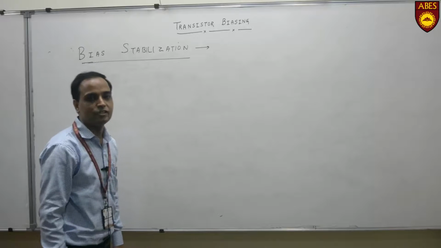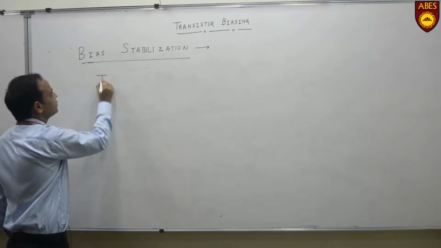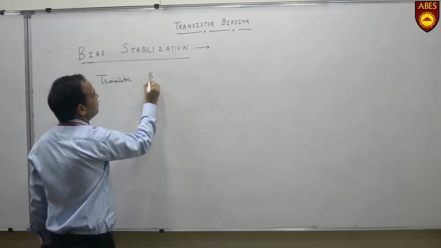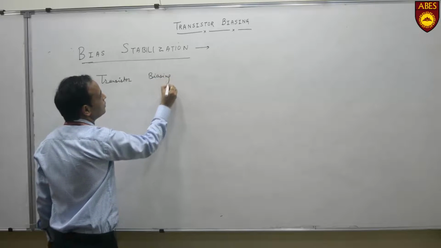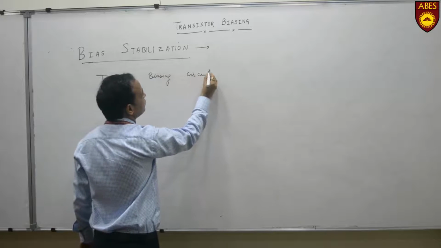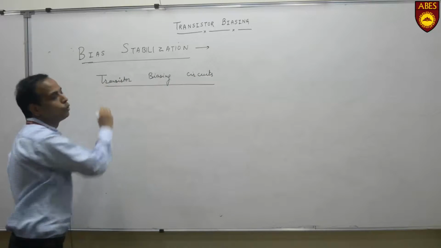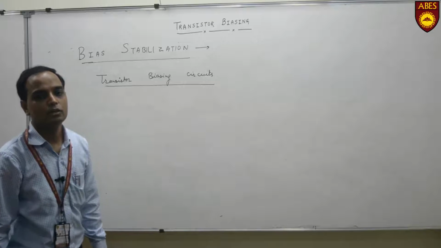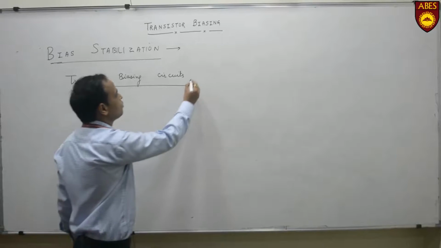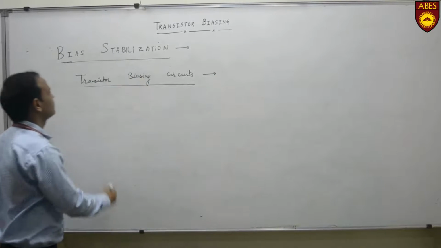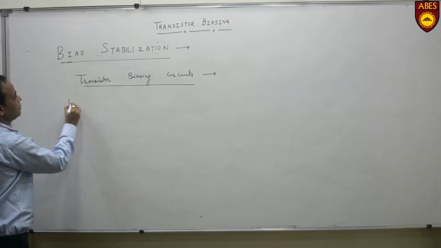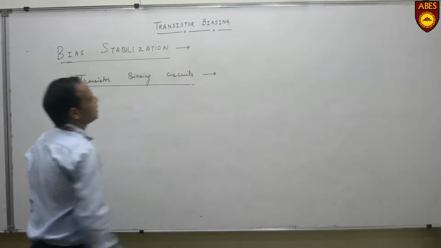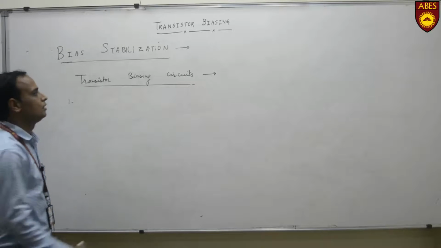In bias stabilization, we use various transistor biasing circuits to overcome the various challenges which are responsible for shifting the position of the operating point. Now we will be giving you an idea about various transistor biasing circuits.